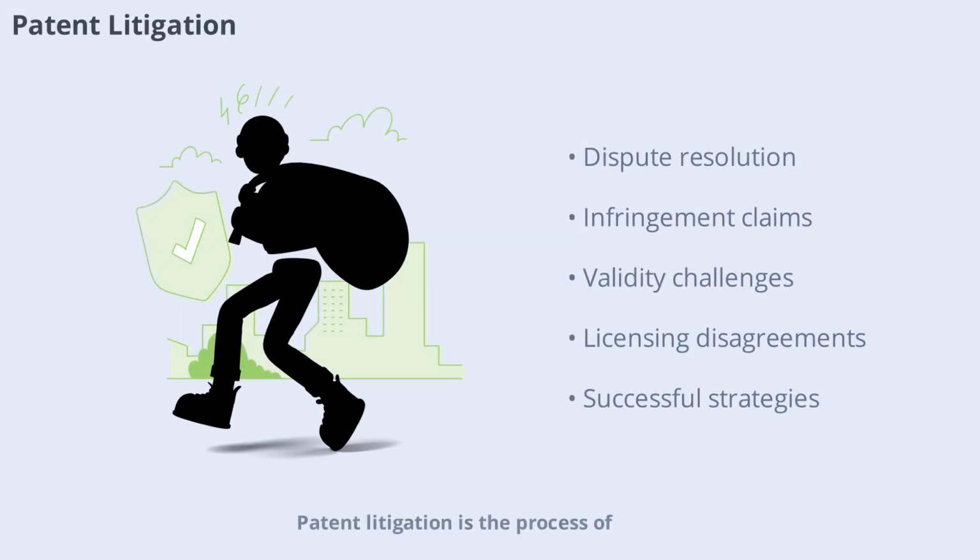Patent litigation is the process of resolving disputes over patent rights in court. It can involve infringement claims, validity challenges, or licensing disagreements. Litigation is complex and costly, but it's sometimes necessary to enforce patents. In this scene, we'll discuss the litigation process, key players, and strategies for successful outcomes. Being prepared for litigation helps inventors safeguard their interests.